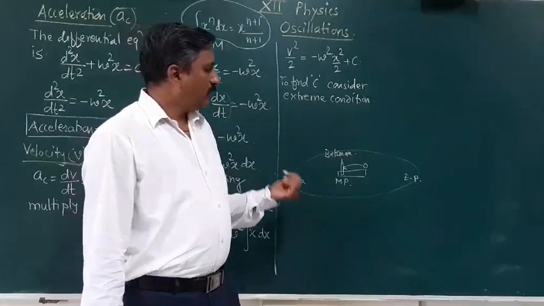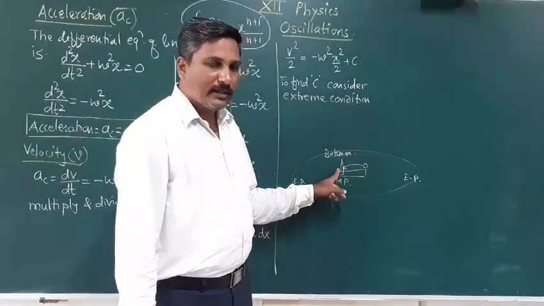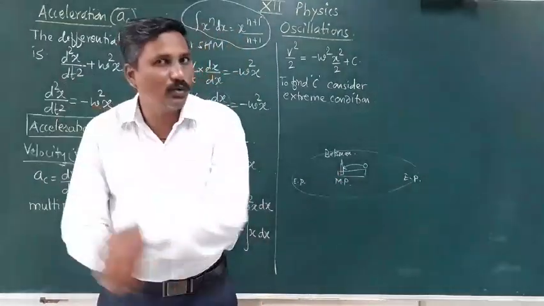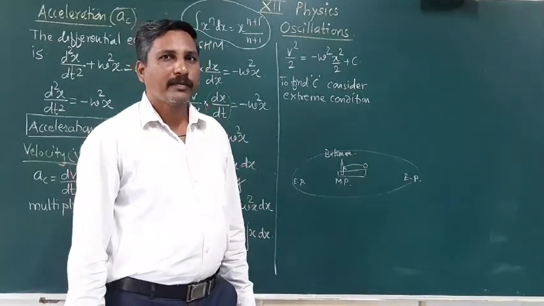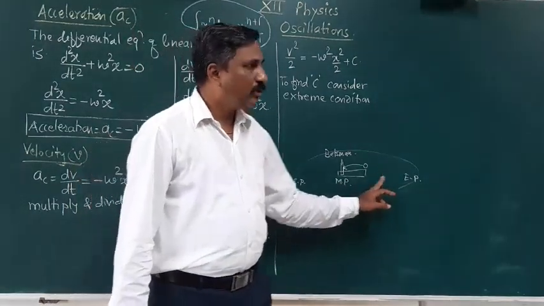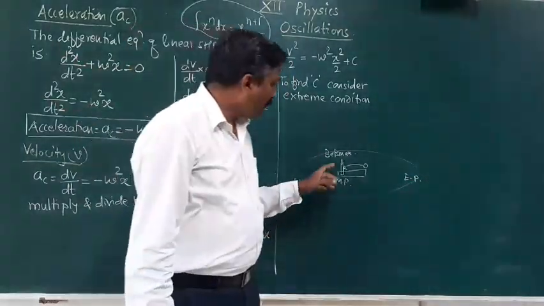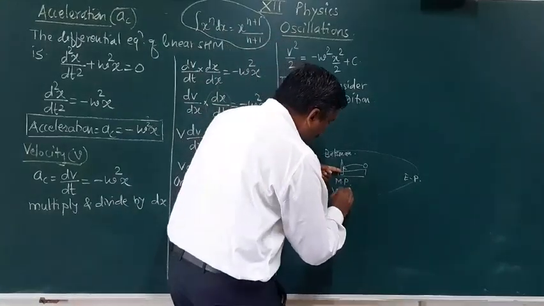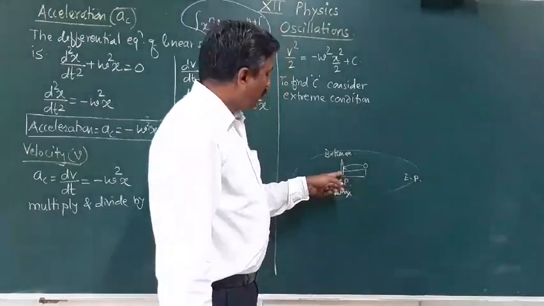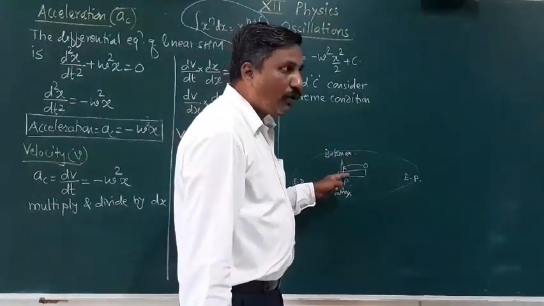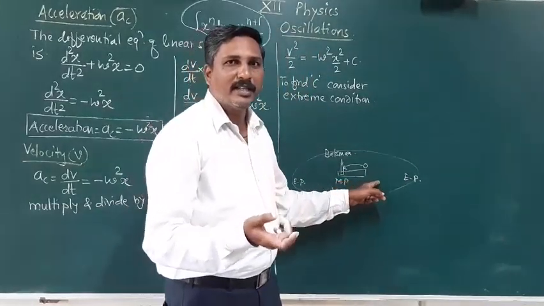When the bowler throws a ball towards the batsman, the batsman strikes the ball. When the batsman strikes the ball, the speed of the ball is maximum at the mean position. And as the ball moves forward, the speed of the ball goes on decreasing.